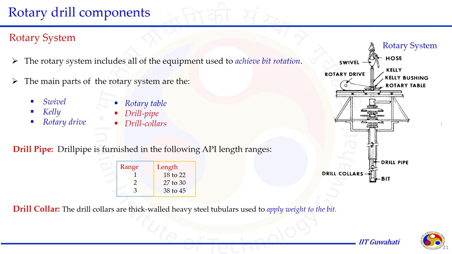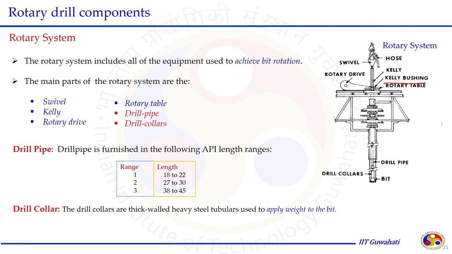So the bit should be rotated, and that is performed with the help of the rotary system. The main components of the rotary system are the kelly, rotary drive, rotary table, drill pipes, and drill collars. So the kelly is here, the kelly bushing, that converts the rotation motion into the motion of the string. So the string goes down with the help of this kelly bushing or the kelly.